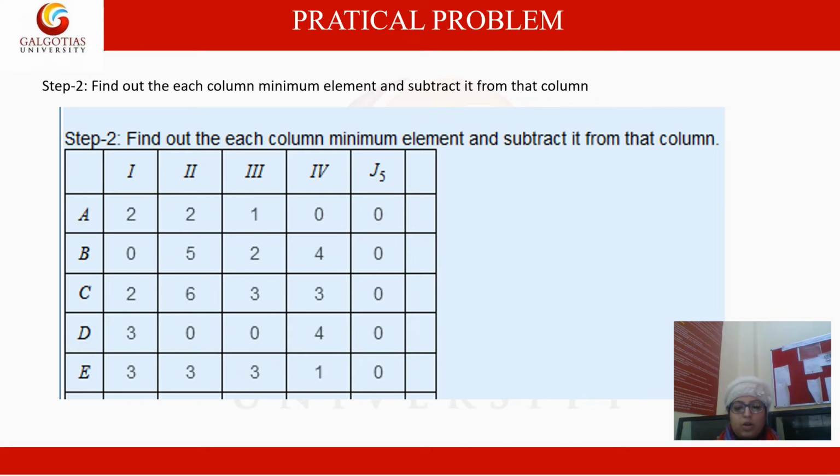In the fourth column, we find the minimum element 15. So 15 minus 15 is 0, 19 minus 15 is 4, 18 minus 15 is 3, 19 minus 15 is 4, and 16 minus 15 is 1. And in the last column, we have the same, that will be 0.